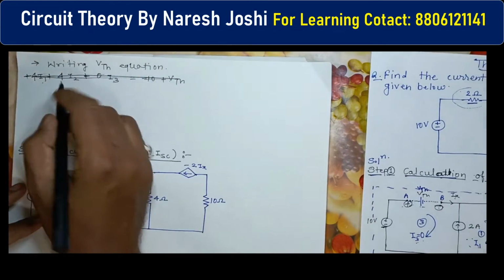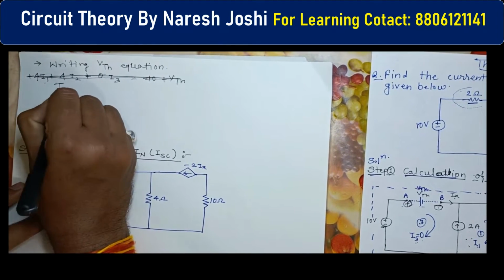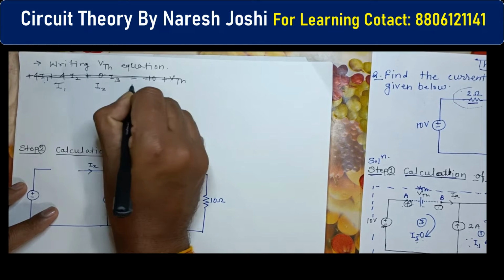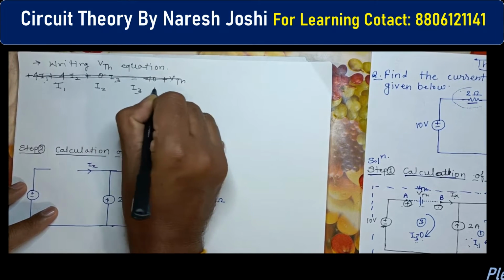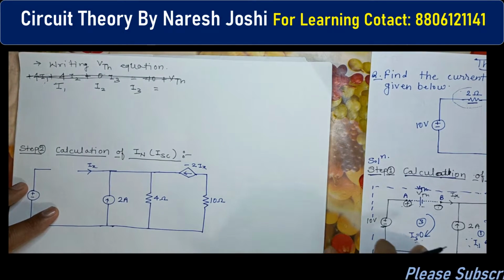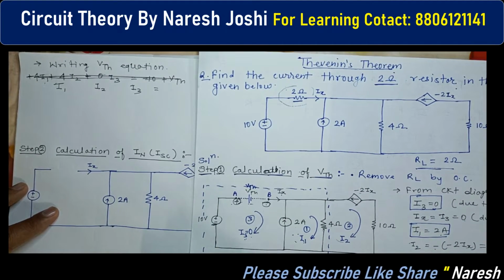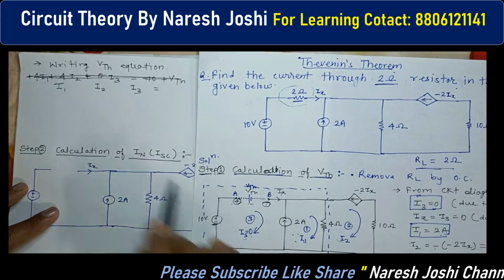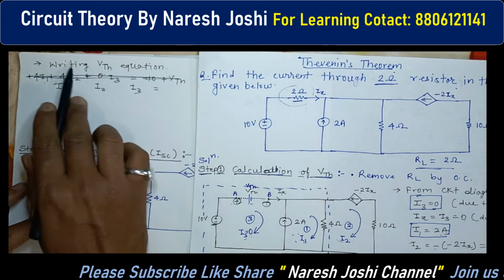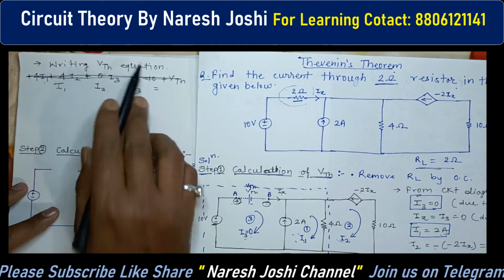So what you have to do, for that I will write I1, I2 and I3 equals to. Okay, so here you can see how we can apply this. We are applying the KVL to the super mesh. I am not writing here applying the KVL, I will write here the VTH equation.